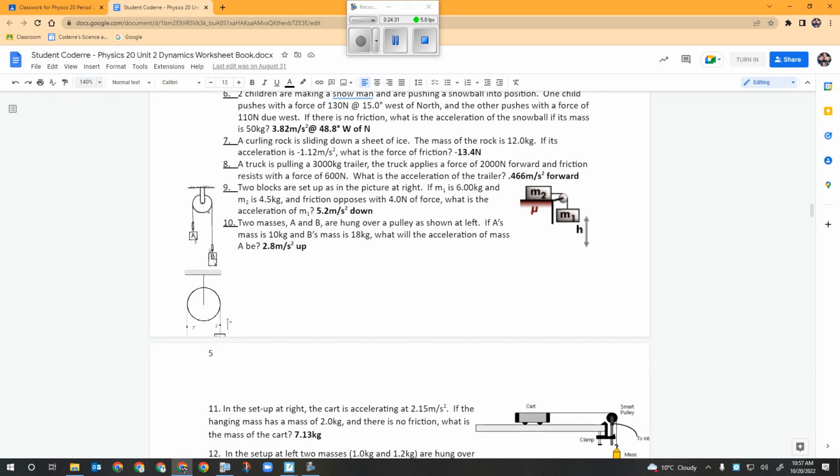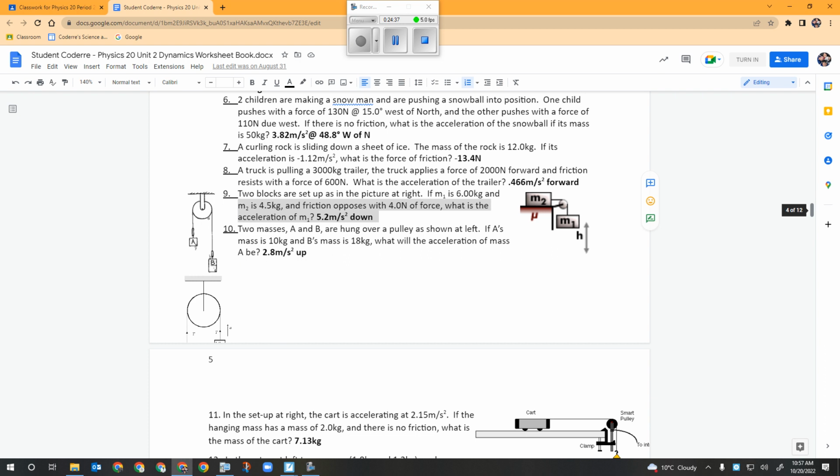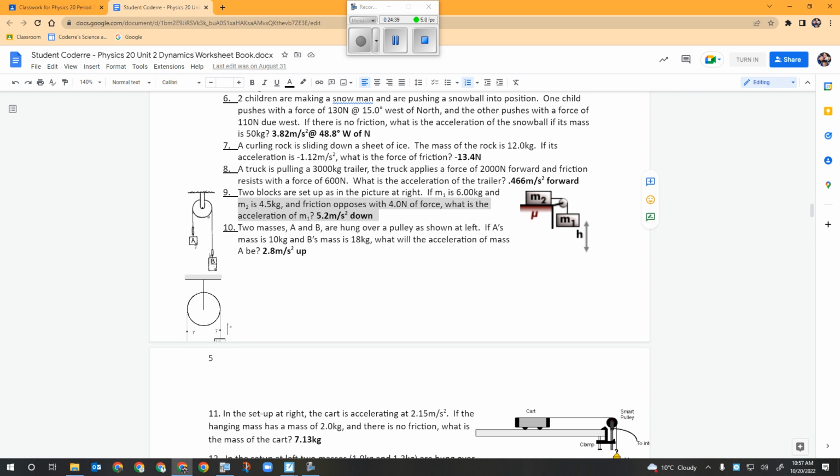Now it'll fit. Okay, there you go. 6, 10, and 11, guys.